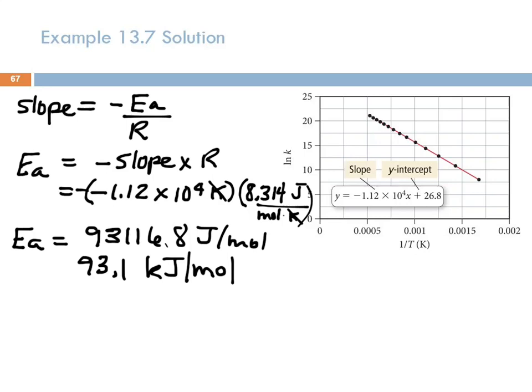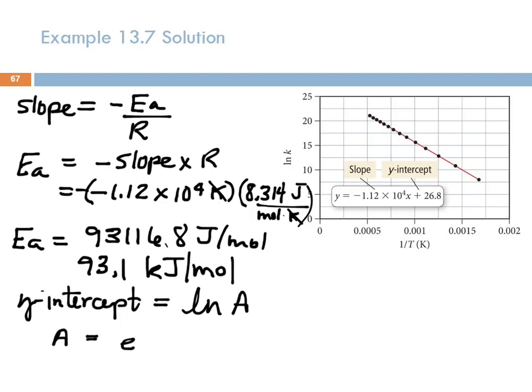So that's one answer. And then they wanted the frequency factor. The frequency factor comes from the y-intercept, right? Y-intercept equals what? 26.8, but it equals the natural log of A. So then A must be e to the 26.8.